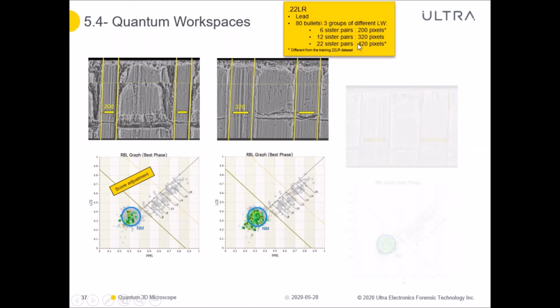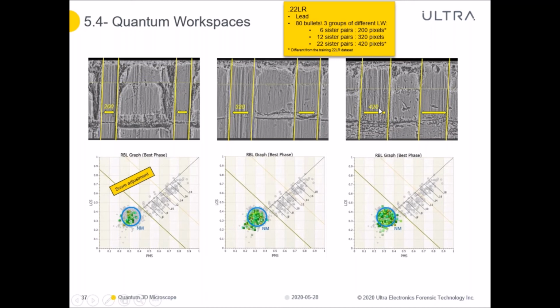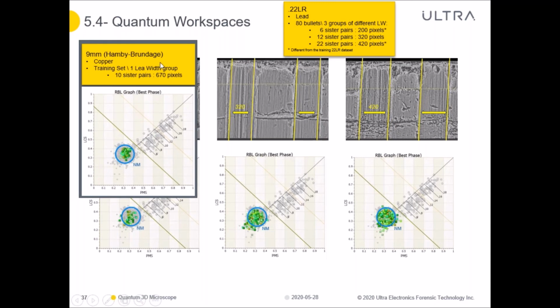And finally, for my third group, where we typically have 420 pixels for Lee width, we correlate them together, do the score adjustment, and the non-matching scores fall right in the middle here again of my blue circle. And just for fun, we tried the training set of the MB Brandage test, where we have 20 bullets. We had typically 670 pixels for Lee width. We correlate them together and do the score adjustment, and here again, it falls right in the middle of my reference blue circle. So even with two different materials and 4 different sets of Lee width, doing the score adjustment brings the non-matching scores to exactly the same location in the middle of that blue circle.